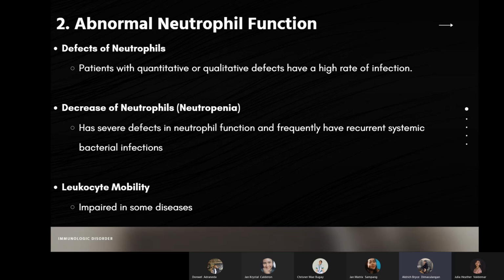Third is leukocyte mobility, which is impaired in some diseases. These are defects that affect how white blood cells respond and travel to the site of a wound or infection. Most likely parang mabagal lang yung kanyang pagre-respond, pero papunta na siya, pero hindi lang agad-agad na iibsan yung kailangan nilang role na i-take action doon sa wound or infection. Next slide.